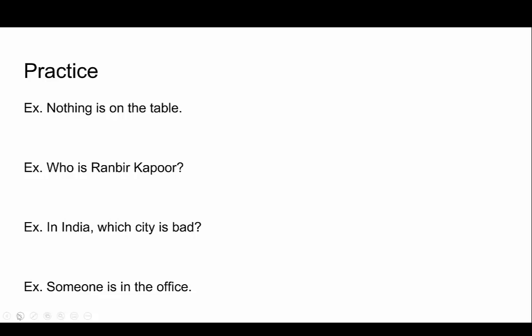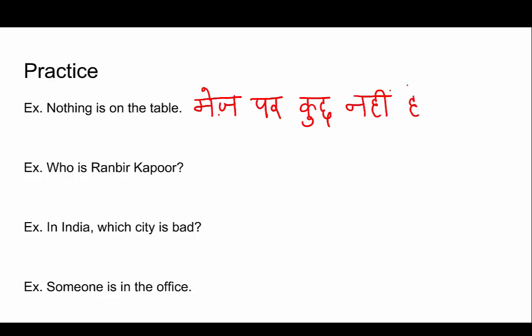Nothing is on the table. So we can start with on the table. Mez par. We know the word for nothing is kuch nahi. Remember, kuch means something. Adding the negative nahi forms its antonym, nothing. And kuch is singular, and this is true of kuch nahi. So we'd use the verb hai. Alternatively, remember, the rough counterpart of the English word is hai.